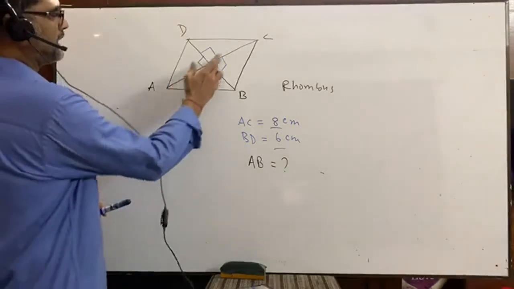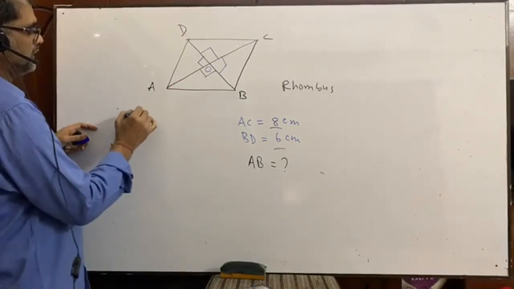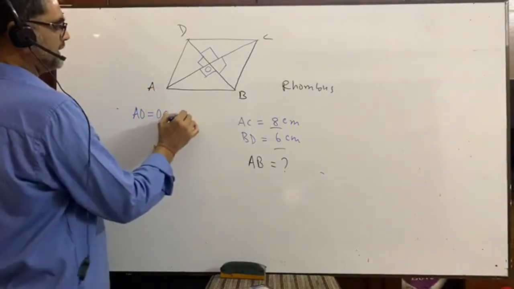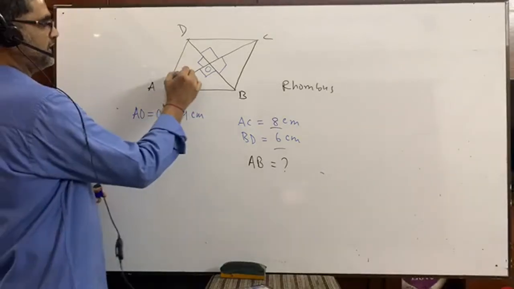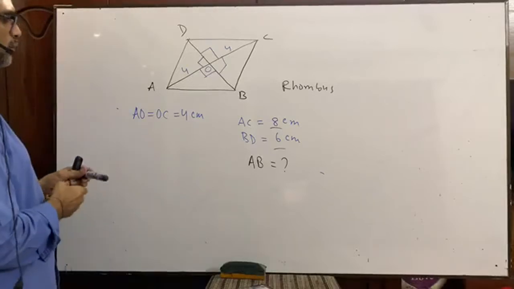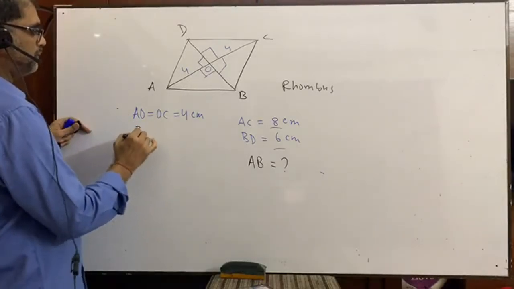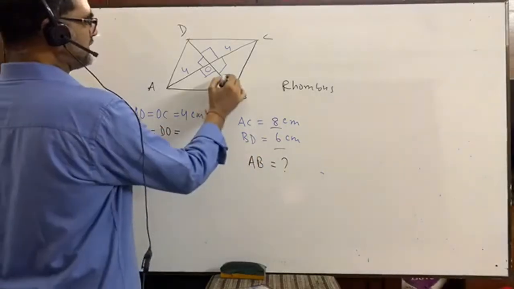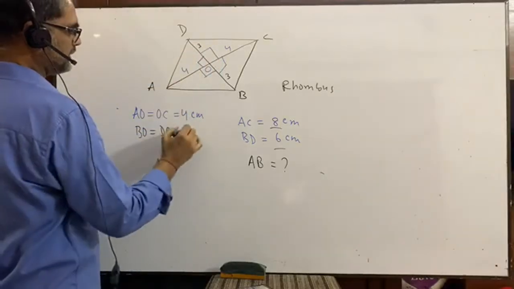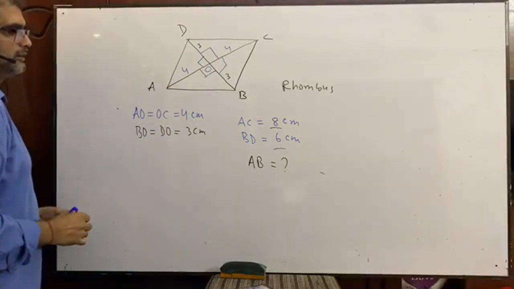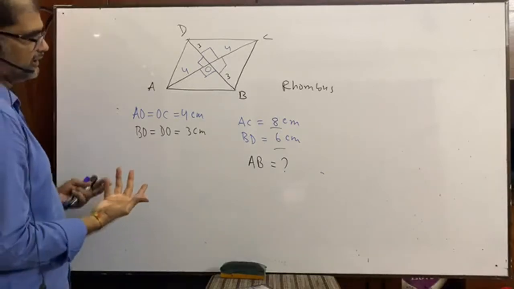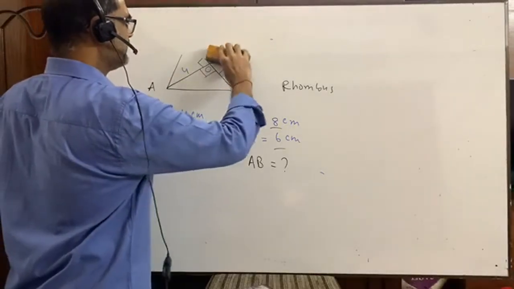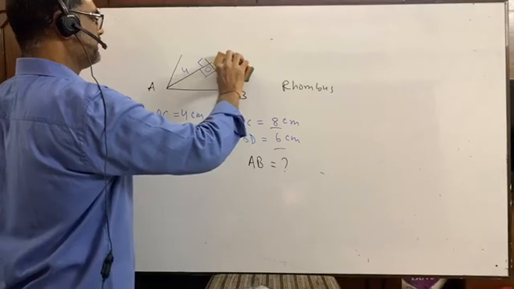We know that AO and OC are equal. AO equals to OC, they are equal, right? But AC is 8 centimeters, so we can write that each is 4 centimeter. Again, we know that BO equals to DO. BD is total 6 centimeter, that is, each is 3 centimeter. Okay, now you see what is to find here. We have to find AB. Just think for a while that it is not given.